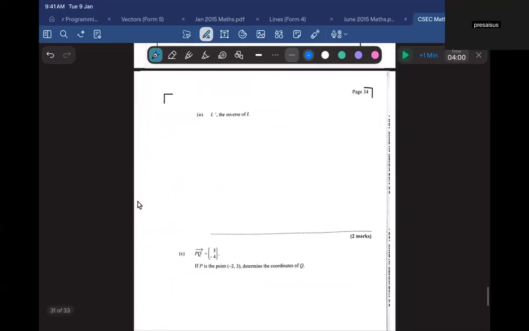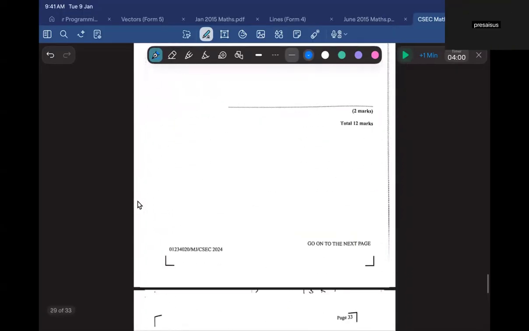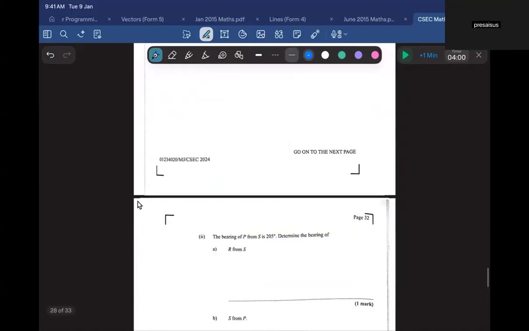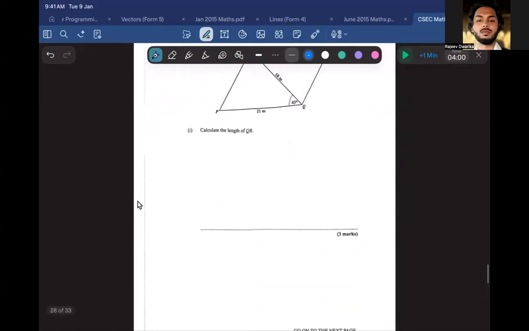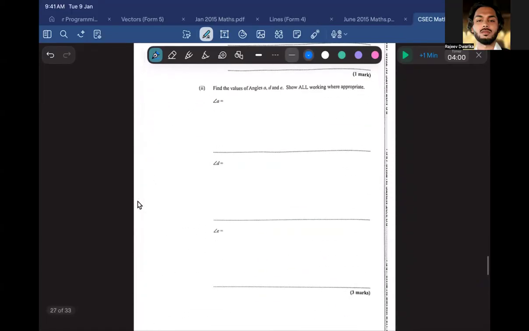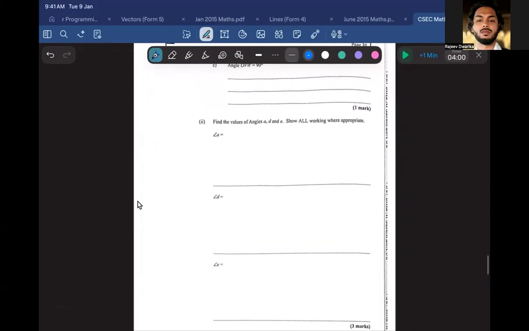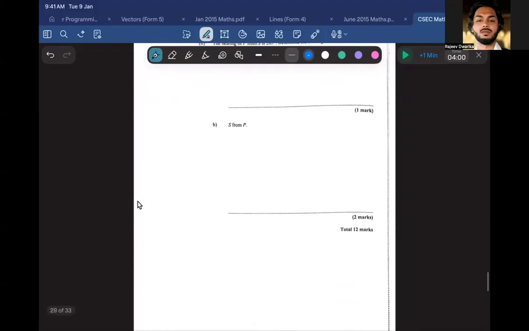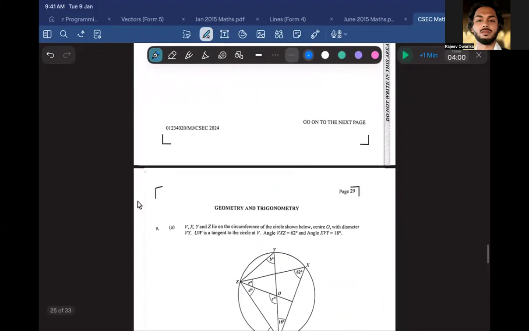Especially with functions, because I feel like functions will just take up the whole of the paper. Well, the reason is that most relationships in maths are function relationships.